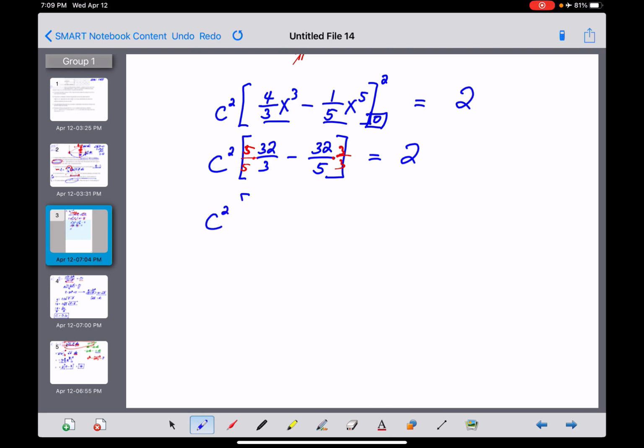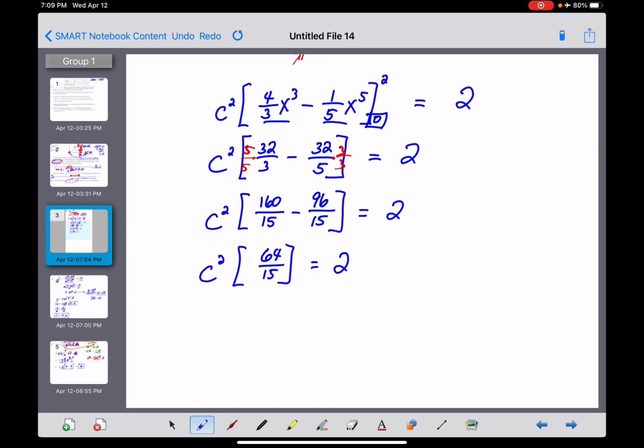So I get c squared times, now without a calculator, 32 times 10 is 320. Half of that would be 32 times 5, 160 over 15. Minus 32 times 3 is 96 over 15. Gotcha. All that is equal to 2. Let's keep going. C squared now times, and 160 minus 96 is going to get us 64 over 15. Okay, all of which is equal to 2.